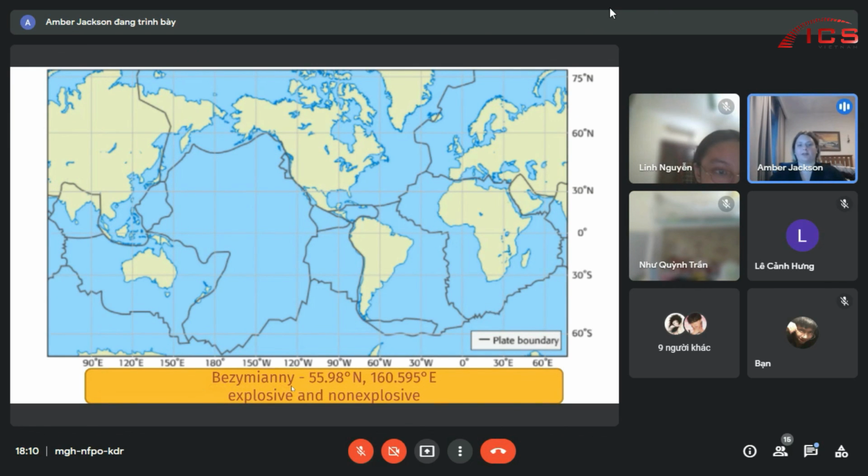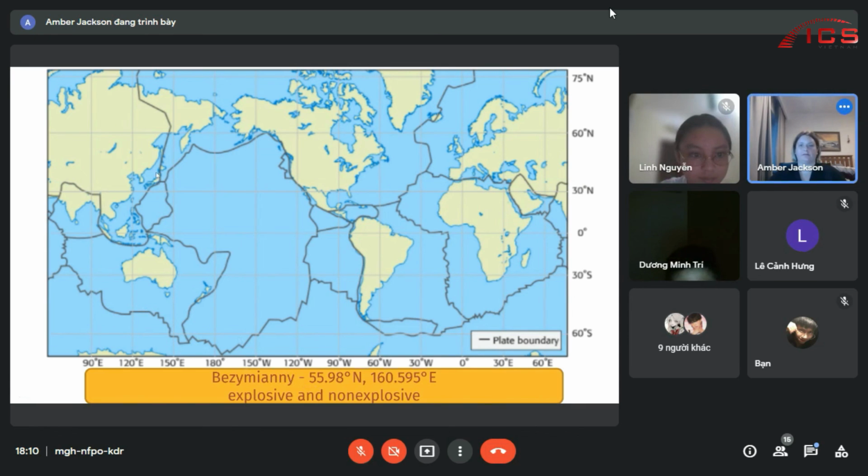So we're looking at Bezymianny, which is located at 55.98 degrees north and 160.595 degrees east. And explosive and non-explosive. So where should Bezymianny be? Where on the map should Bezymianny be? Near Japan. Near Japan, right?